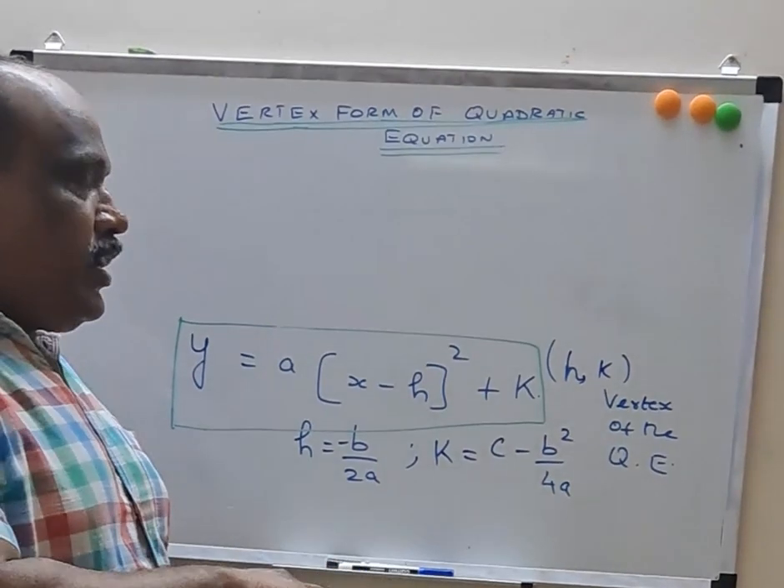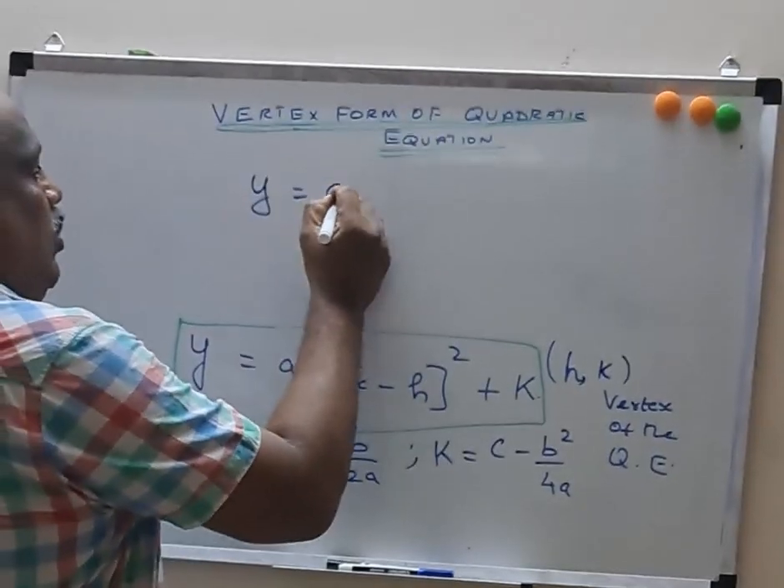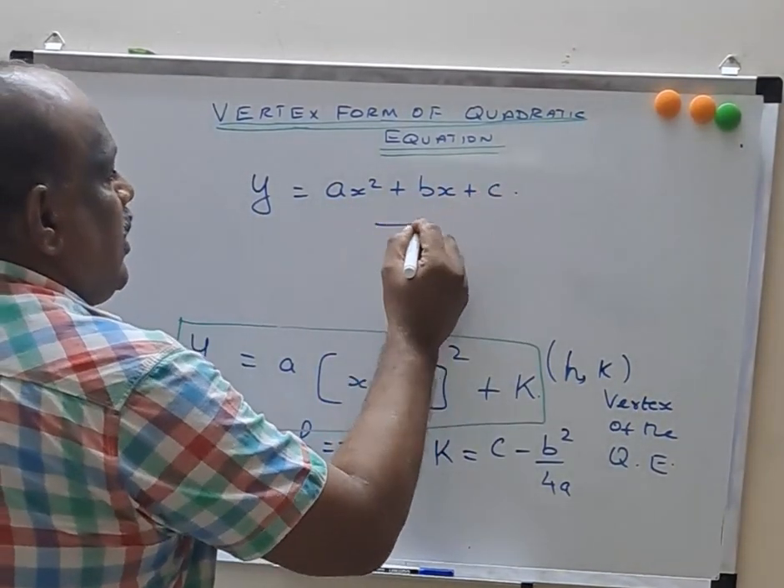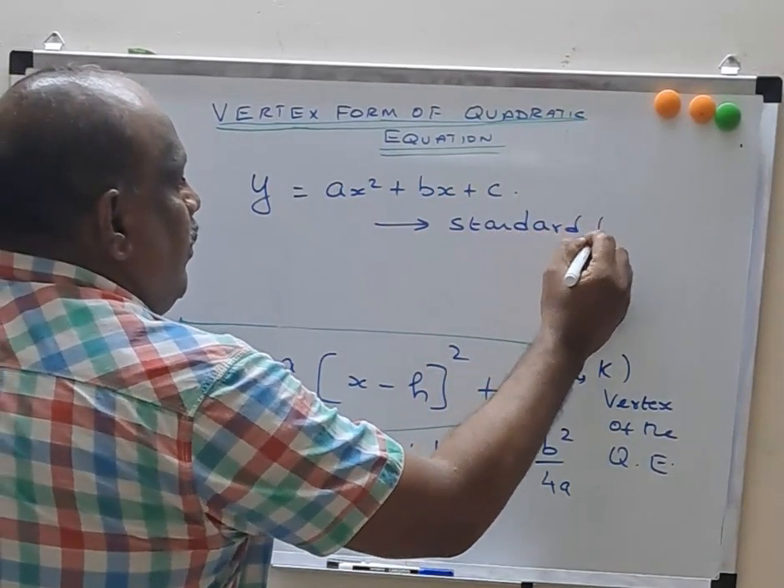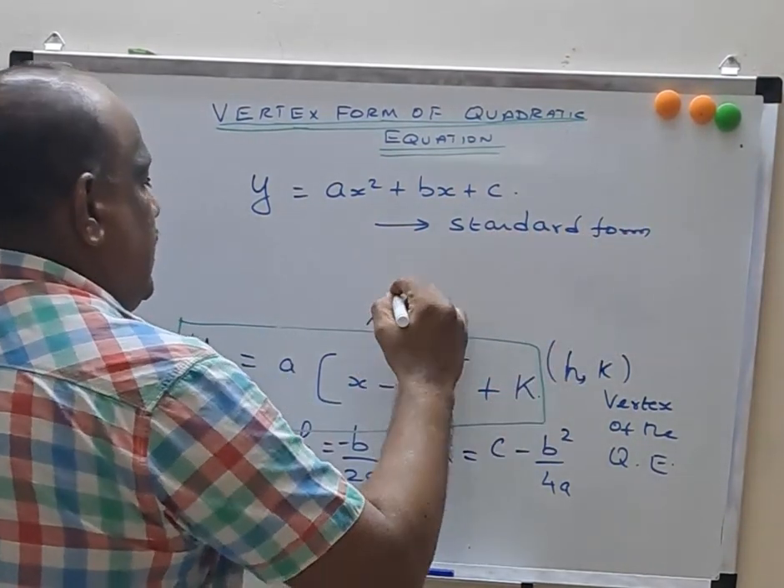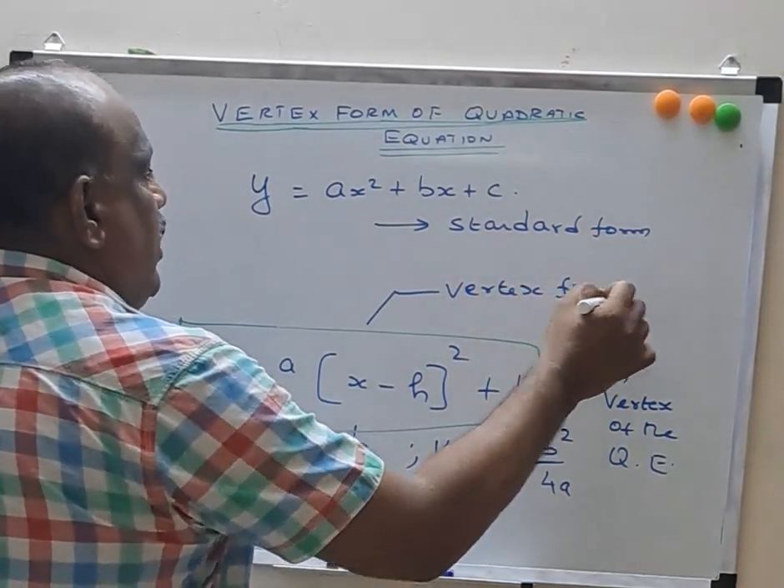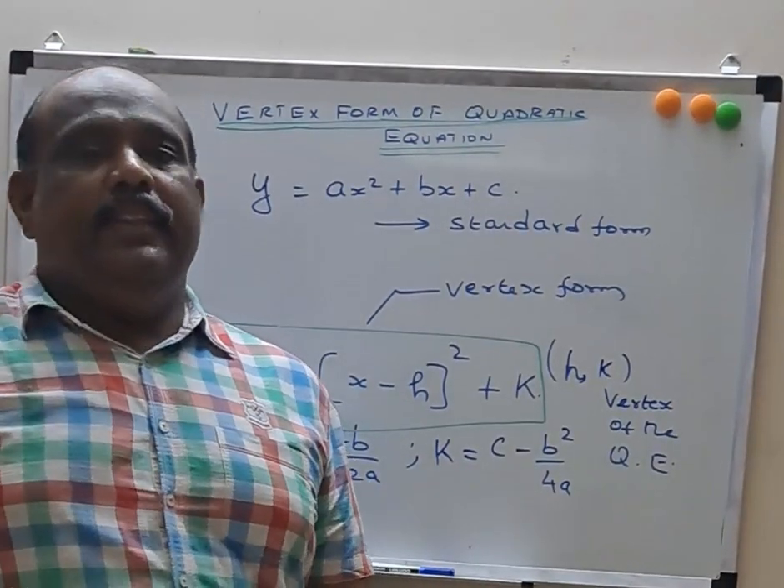So initially how was this equation? The equation is like this. y equal to ax square plus bx plus c. This equation is called the quadratic equation in standard form. This equation is in the form what? Vertex form. So I started from standard form and I finally landed in the vertex form.